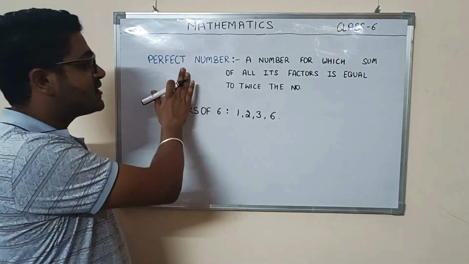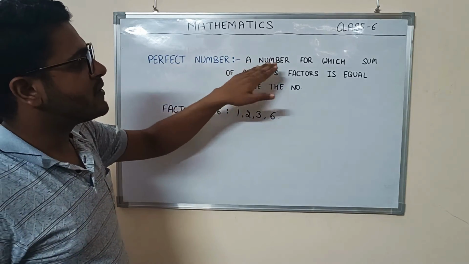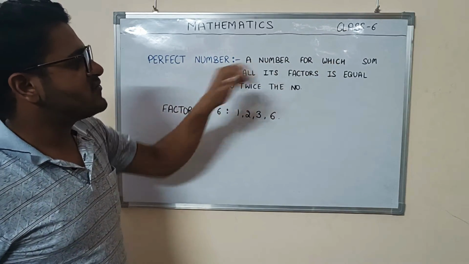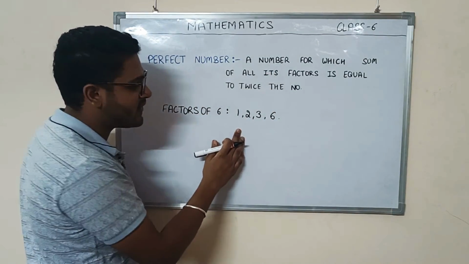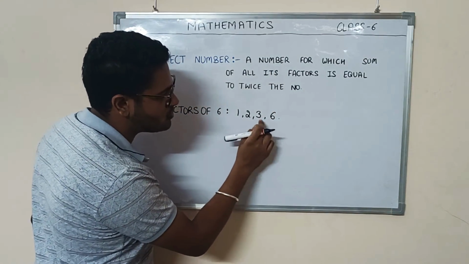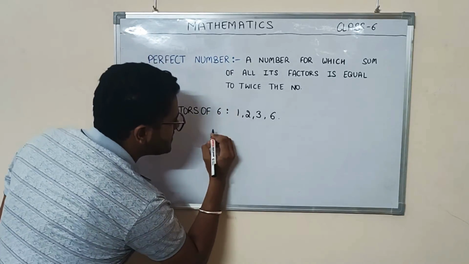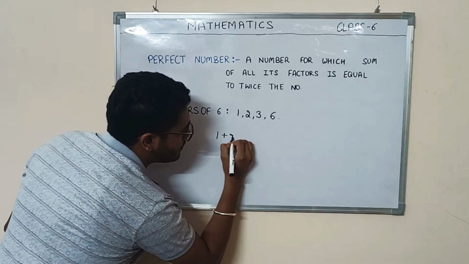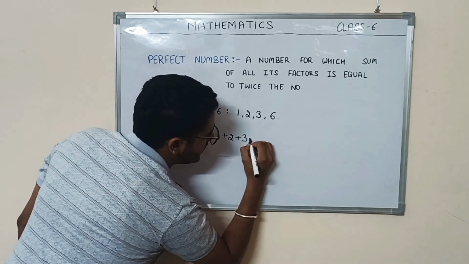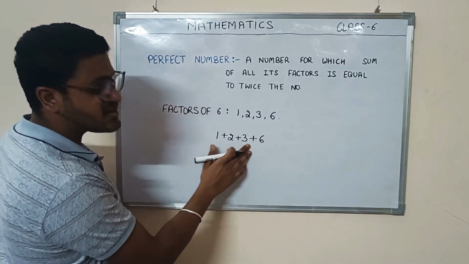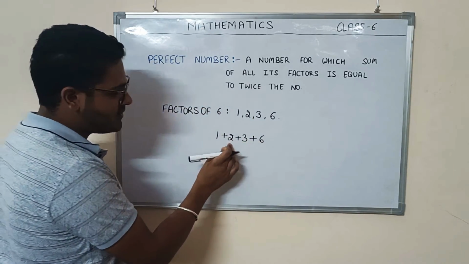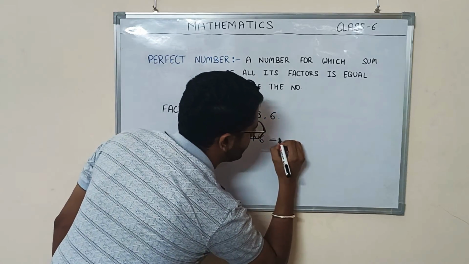So let's try to understand the perfect number. A number for which the sum of all its factors. Let's first add all the factors. What are our factors? These are 1, 2, 3 and 6. Let's add them. 1 plus 2 plus 3 plus 6. Let's add this. 6 plus 3, 9. 9 and 2, 11. 11 plus 1, 12.